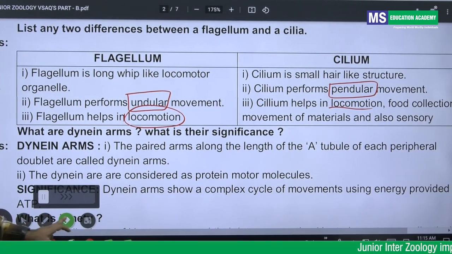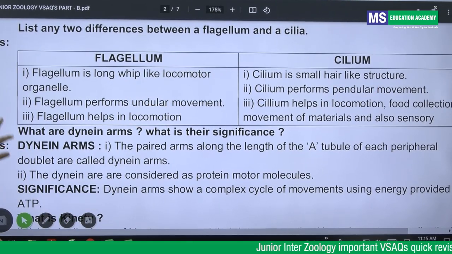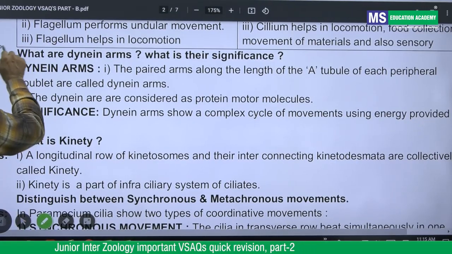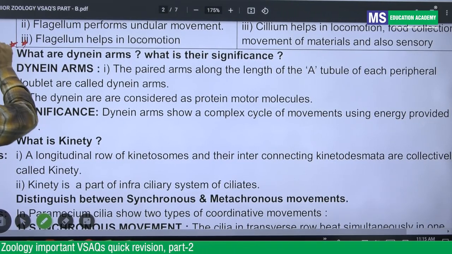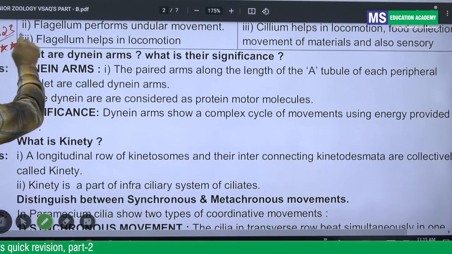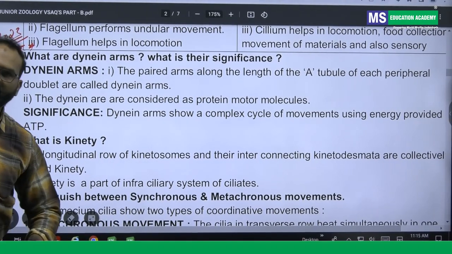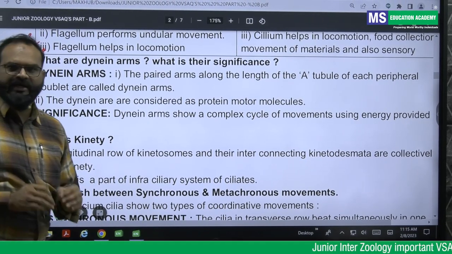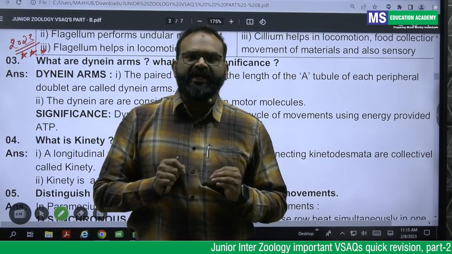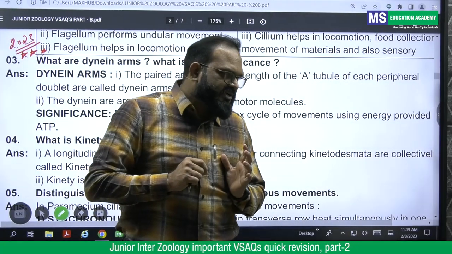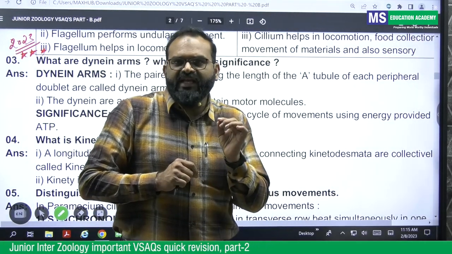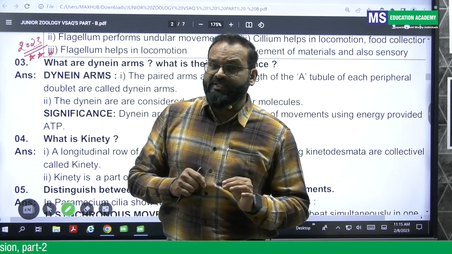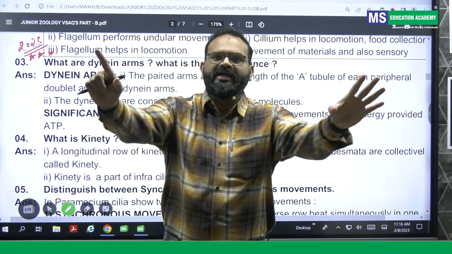So next question, students. What are dynein arms? Students, for the IPE 2023 zoology exam, I'm giving triple star for this question. And what is their significance? Students, in VSAQs, you have to write minimum two statements, because a VSAQ carries 2 marks and 2 statements, 2 important terminologies are mandatory, students.